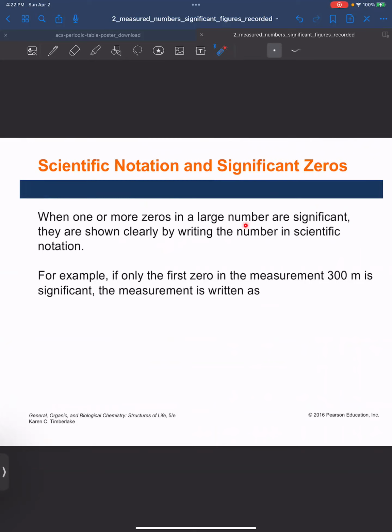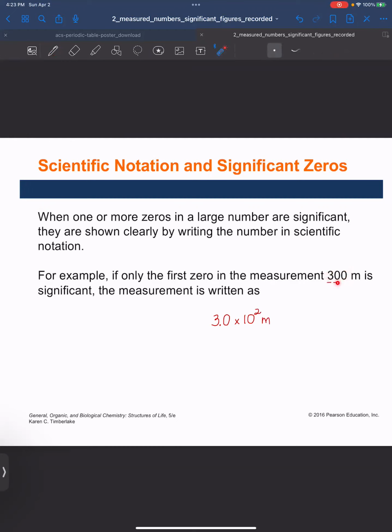When one or more zeros in a large number are significant, they are shown clearly by writing the number in scientific notation. So for example, let's say we have the measurement 300 meters, but only the first zero is significant. Then it's easiest to write your measurement in scientific notation. Because the coefficient indicates the number of significant figures, we only want 2 sig figs because only the first zero is significant. The second zero is a placeholder. Then we write the coefficient with the non-zero number followed by a decimal point, and then include that zero there to indicate 2 significant figures, times 10 to the what? Good, to the second meters.